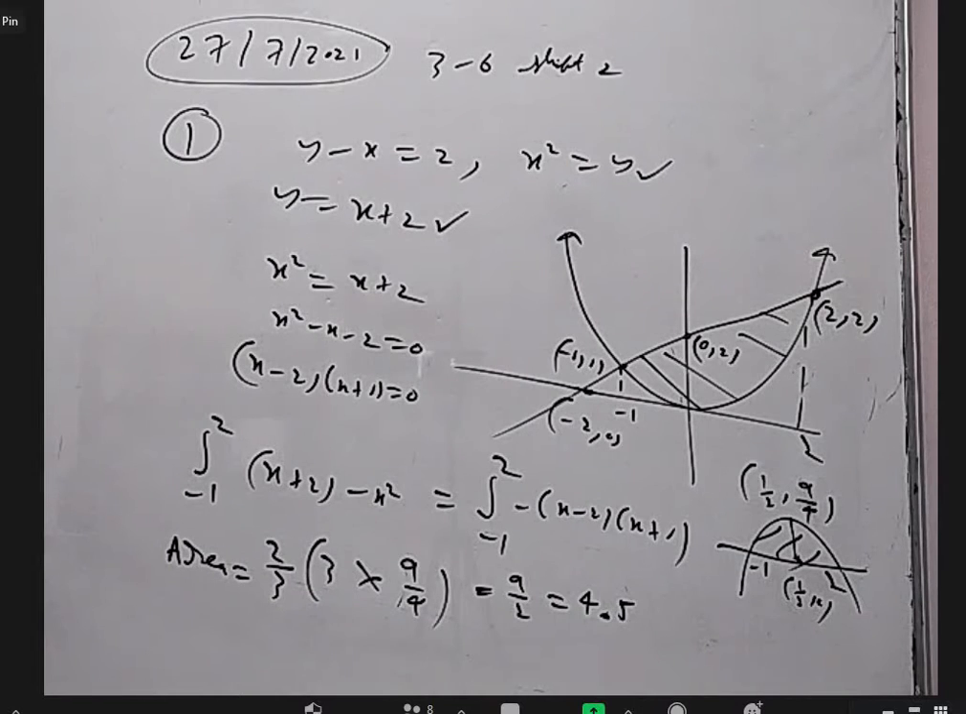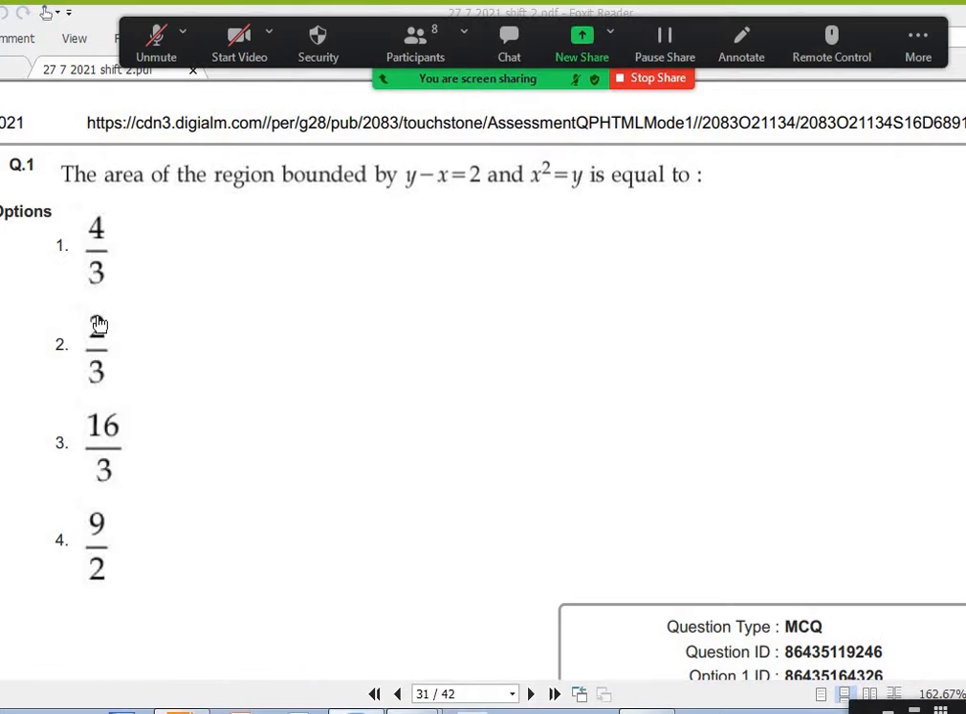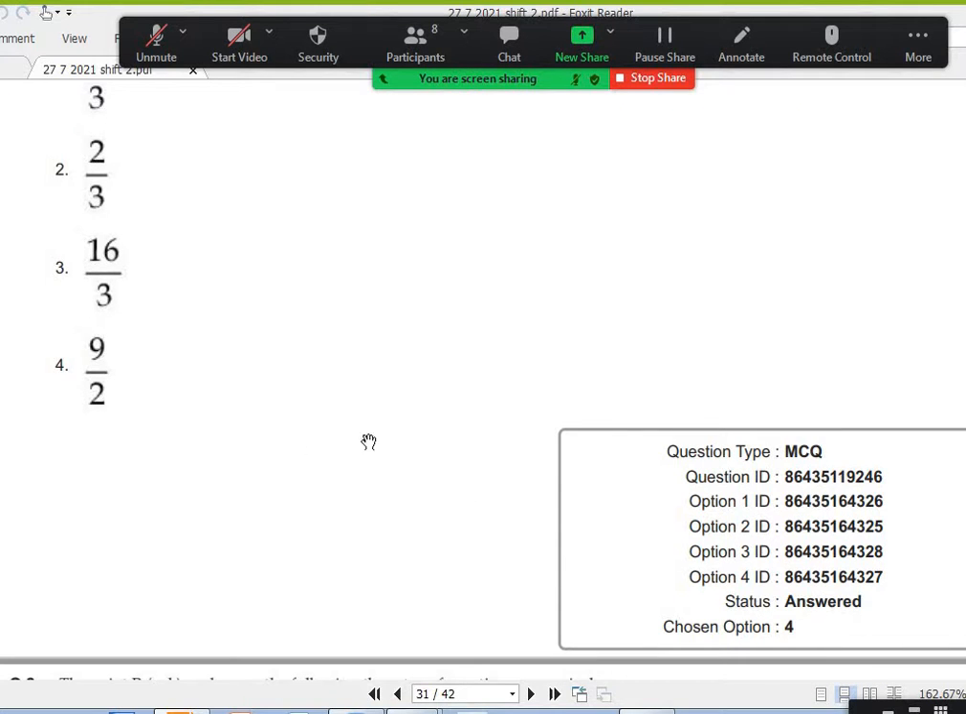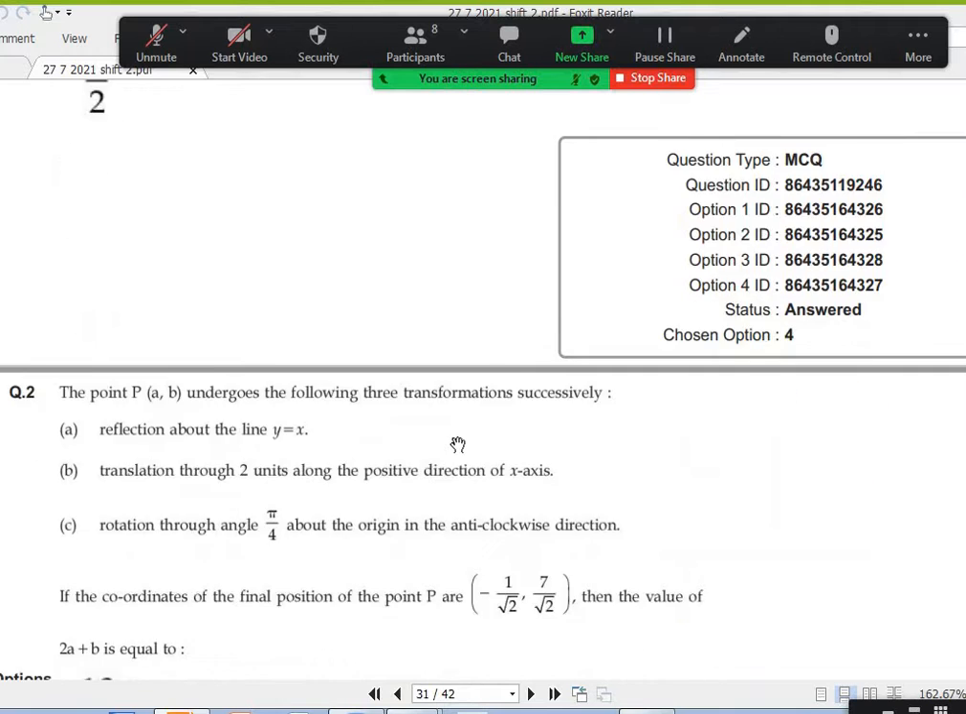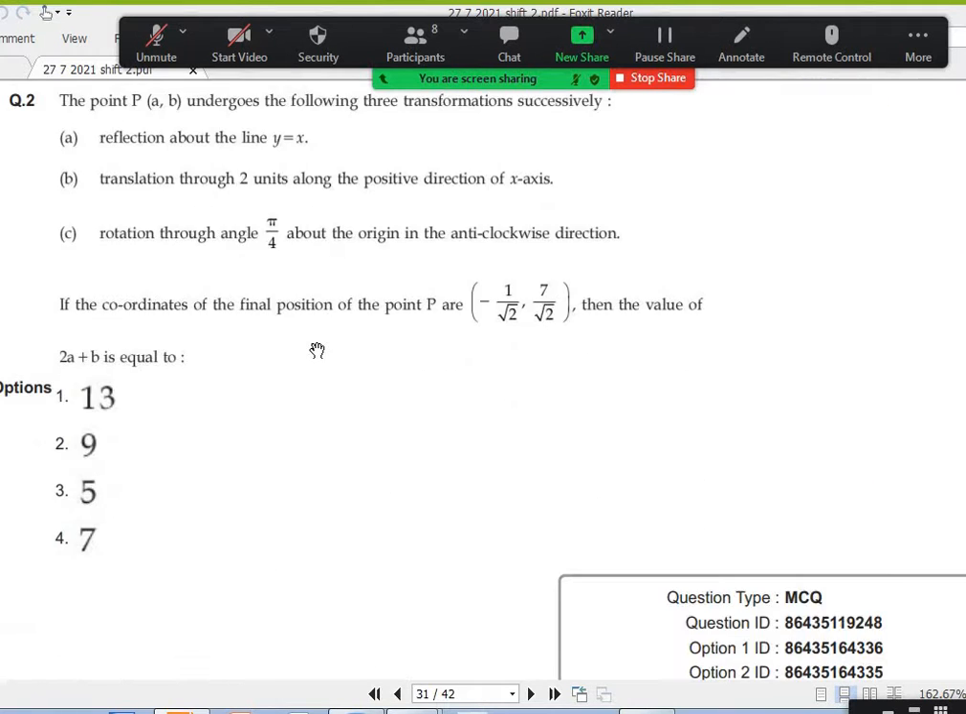Okay, I don't think this is the area of question they gave anything complicated. So we have an answer 9 by 2. Yeah, option 4 is there, 9 by 2. They gave option 4 here. You can see that. Choose option 4. So, okay, this is like a correct answer.